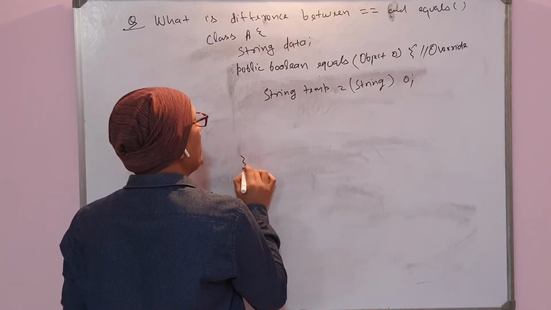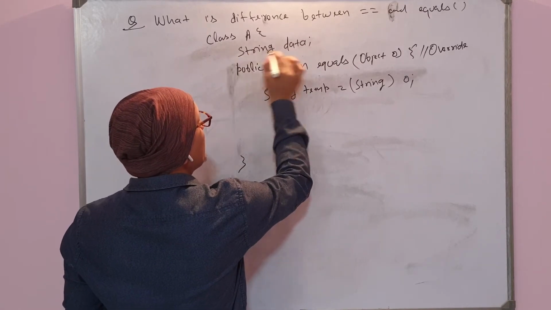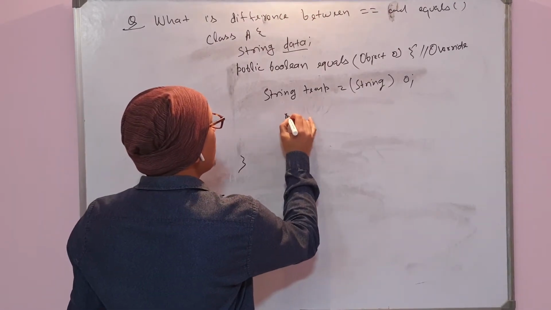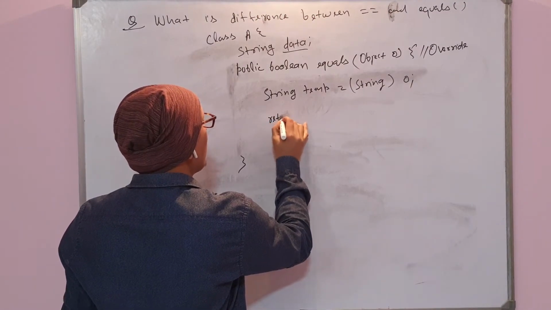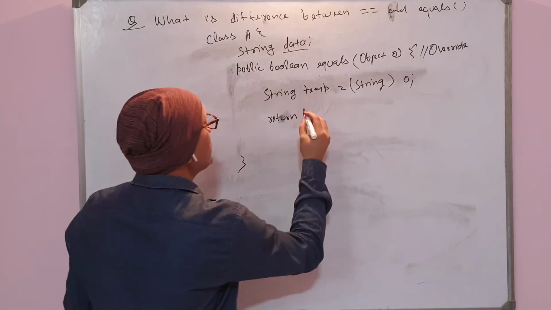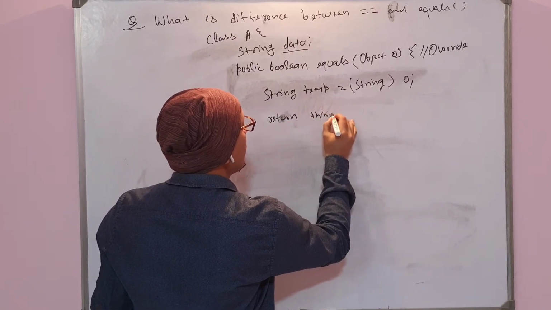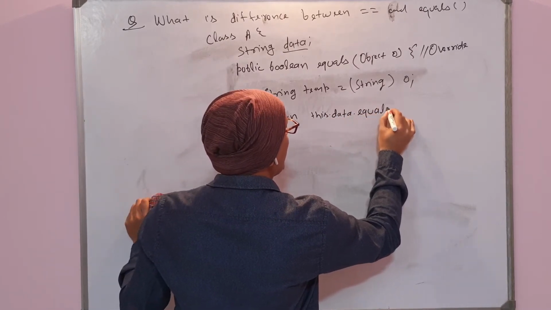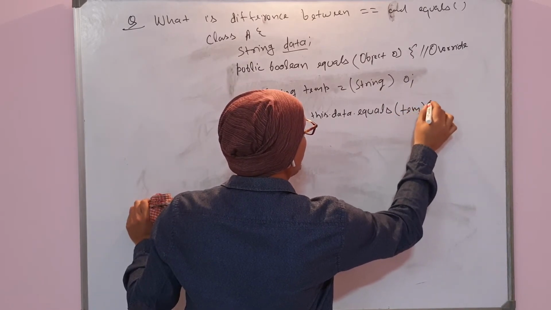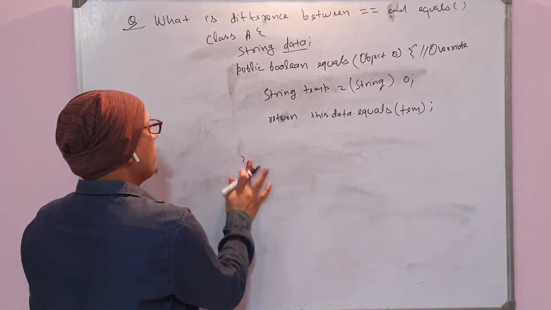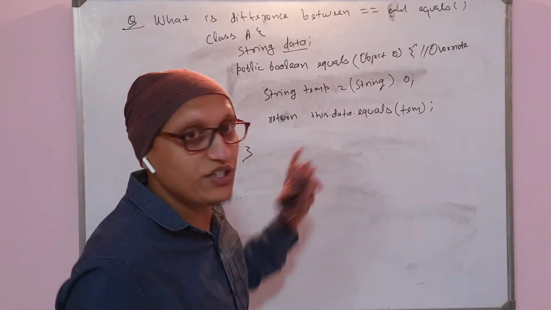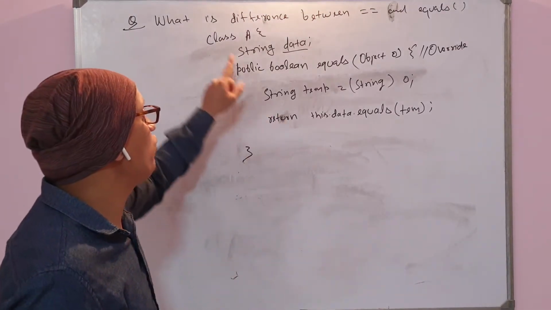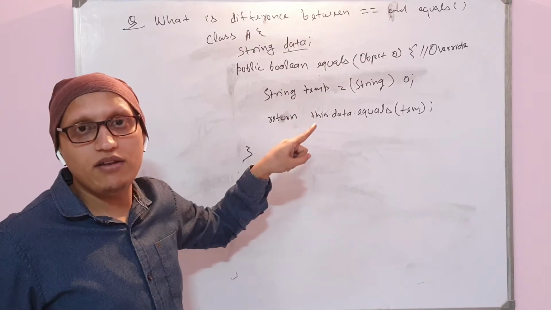Now again, I have already told you that String is already having its own equals method. So what you can do here is return this.data.equals(temp), which will again call the default method behavior of the String class. And remember, I have already told you that the String class has already overridden this equals method to make the comparisons.